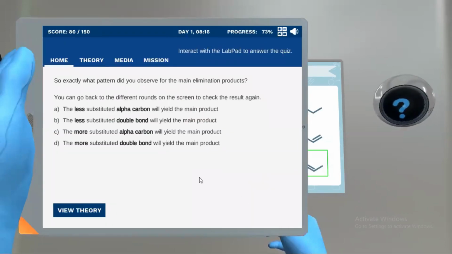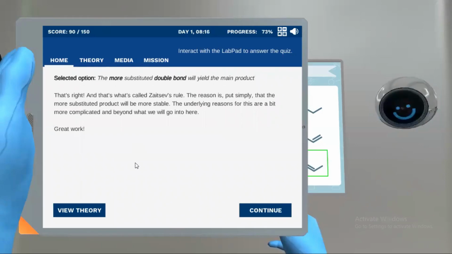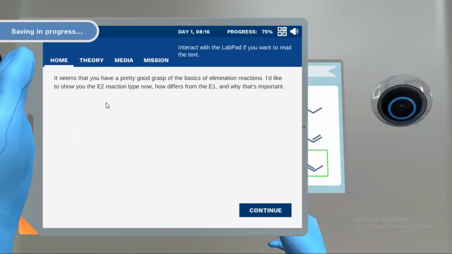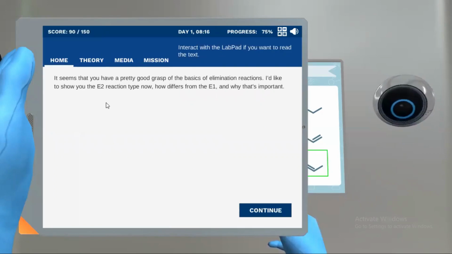So exactly what pattern did you observe for the main elimination products? You can go back to the different rounds on the screen to check the result again. That's right, and that's what's called Zaitsev's rule. The reason is, put simply, that the more substituted product will be more stable. The underlying reasons for this are a bit more complicated and beyond what we will go into here. Great work. It seems that you have a pretty good grasp of the basics of elimination reactions.